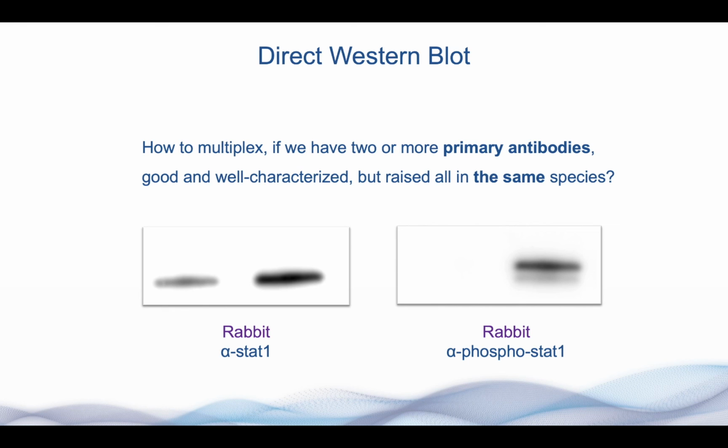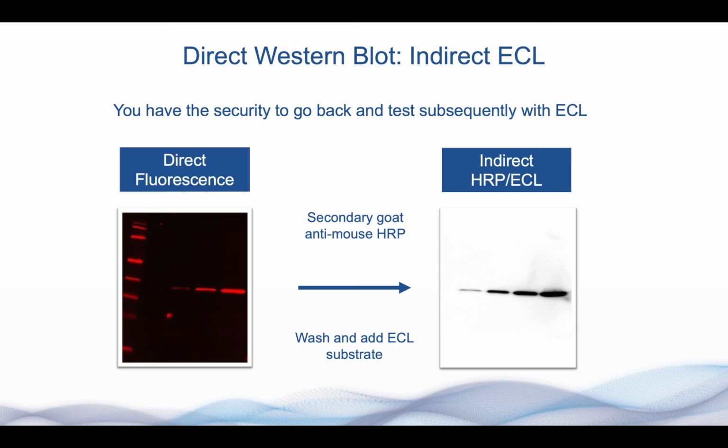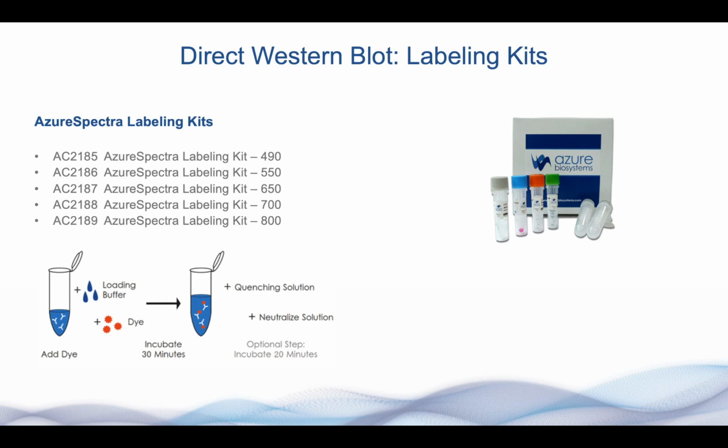So in this case comes direct Western blotting, where we can label both primary antibodies and very easily differentiate them. And because we are using primary antibodies, if we need it, we can still use the sensitivity of a secondary ECL detection. So we can still probe with indirect ECL detection and follow that by detecting with fluorescence with the primary antibodies. So how to label your antibody? Well, there are labeling kits available. You can take the labeling kit and label your own antibody, and then use it for your protocol. How simple.